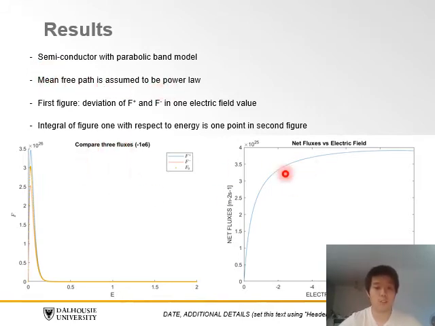These two figures are two important results that I got this summer. The first figure shows the deviation of forward flux and backward flux in one electric field, and you can see how flux flows inside a material. The integral of the first figure with respect to energy is one point on the second figure.